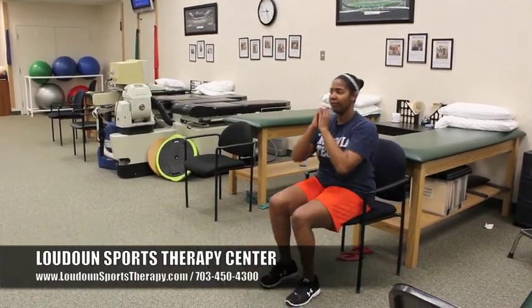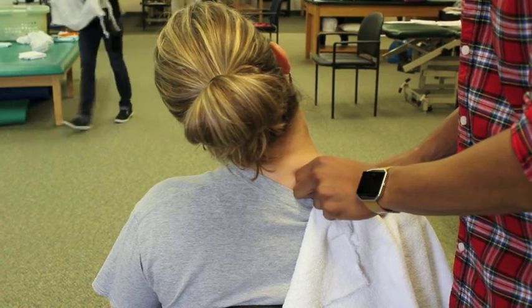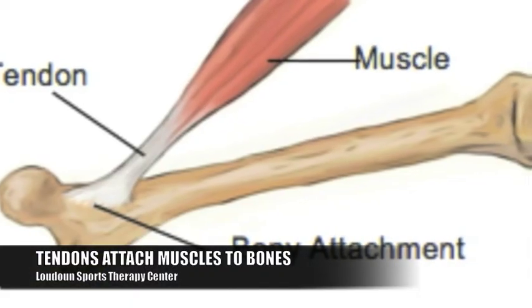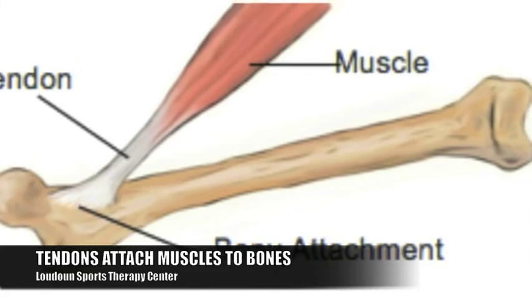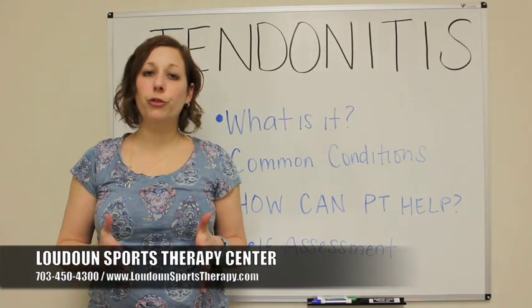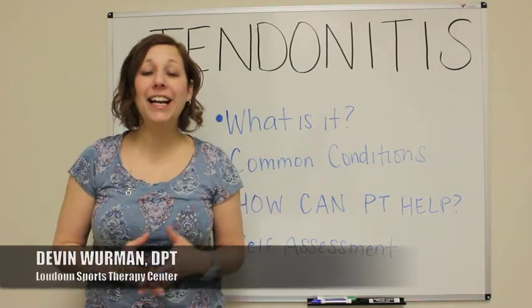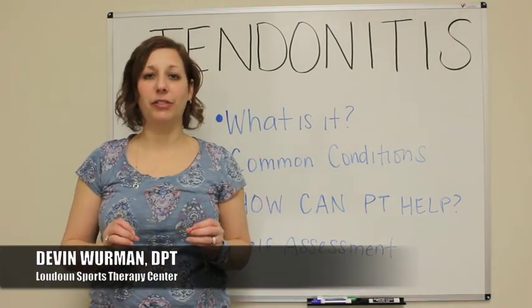The definition of tendonitis is any inflammation that occurs in a tendon. And a tendon is something that attaches your muscle to your bone. So if you have any inflammation from overuse, that can be called tendonitis. Because there are so many different types of tendonitis, because we have tendons all over our body, it's really hard to specify a specific assessment.